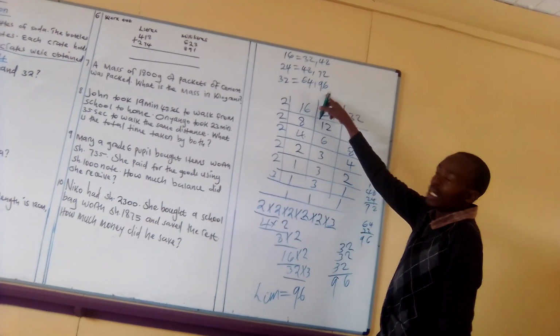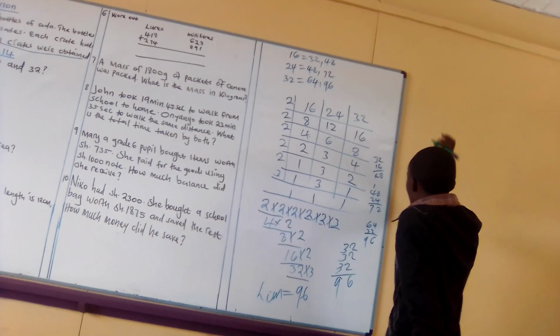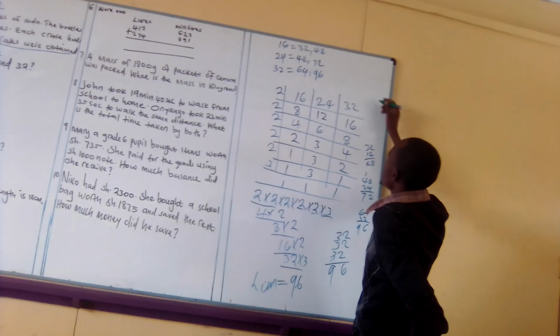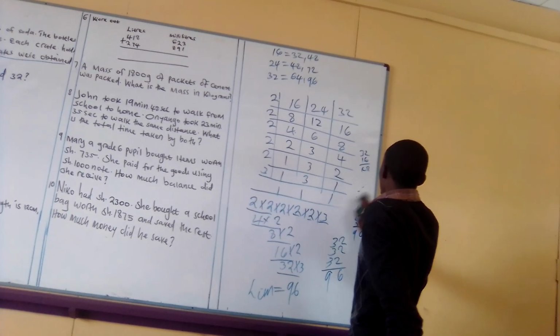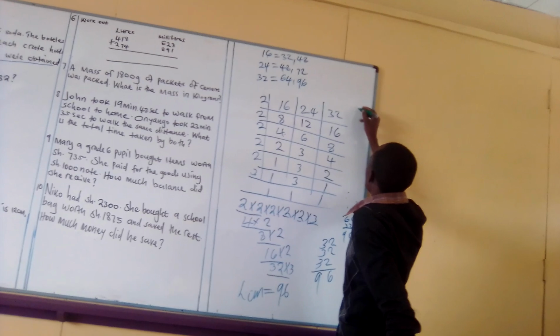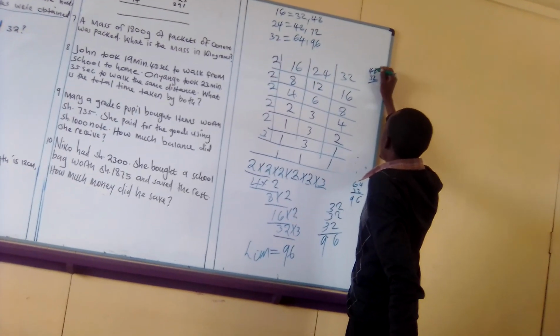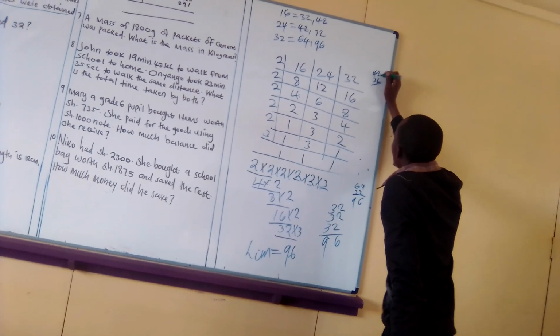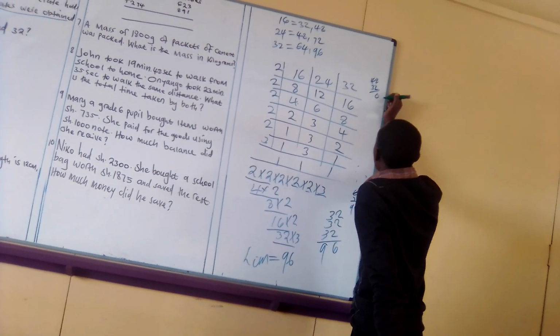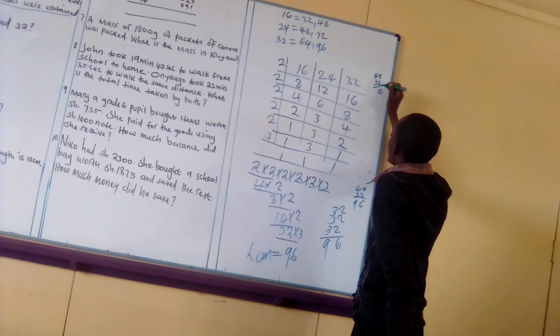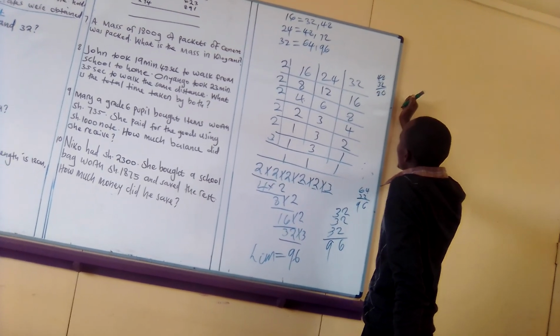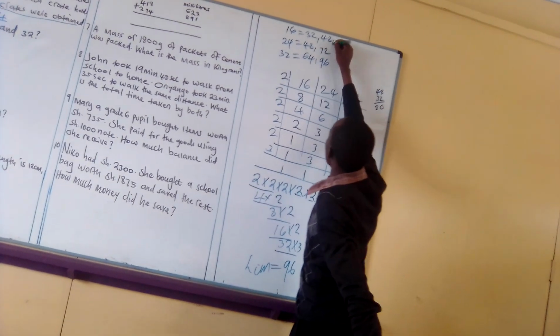Since this one is a bit bigger, let us work with these ones first, those that are smaller. And then we take 48 again. 48 plus 32. 8 plus 2 is 10. So we got 80. And therefore, the answer here is 80.